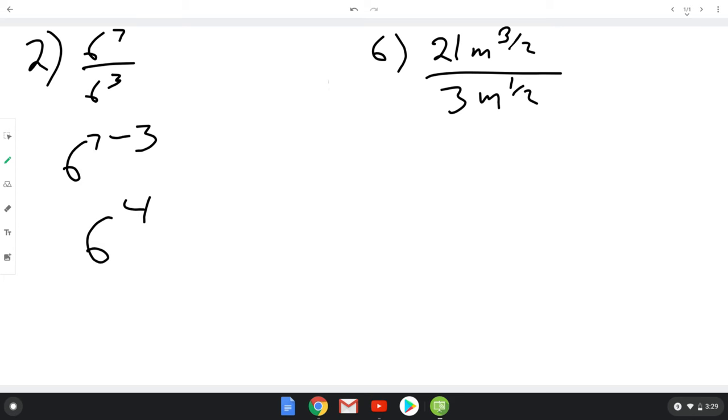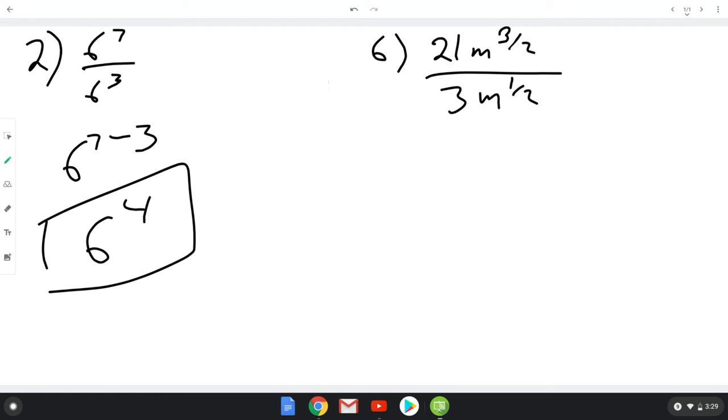For the ones that have variables in them, I want you to get the actual numbers, but for this one, I would be fine with you leaving it as 6 to the 4th, because what I really want to know is that you know to subtract the 7 and the 3. So we're going to leave this one as 6 to the 4th. All right, so let's look at number 6 now.